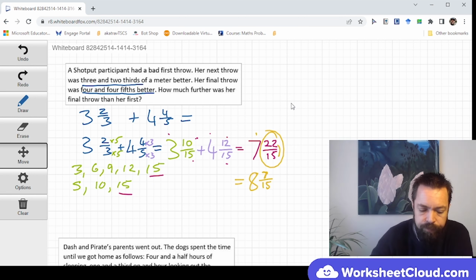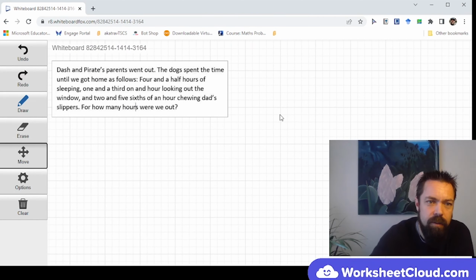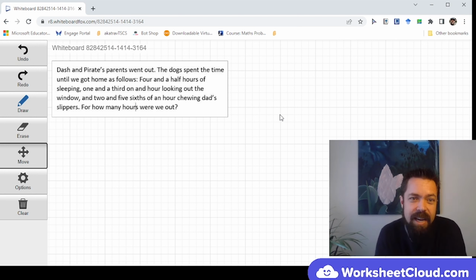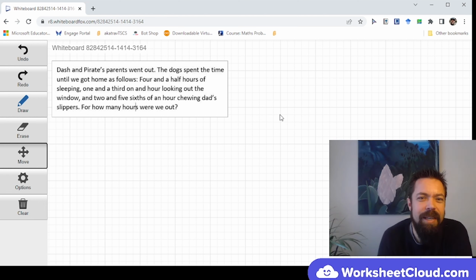Right, we have one more. Dash and Pirate's parents went out. We think of our kids as our dogs. So Dash and Pirate are my dogs. Dash and Pirate went out. They're sleeping next to me now. The dogs spent the time until we got home as follows: 4.5 hours of sleeping. Oh, I think being a dog must be so cool. You get to do lots of sleeping and eating and everything's exciting.